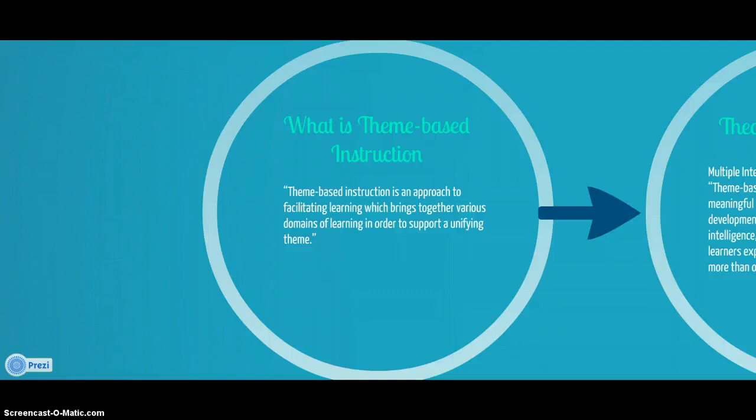So some other names for this that you'll probably hear in the future if you get into looking into this is Integrated Thematic Instruction, aka ITI, Integrated Theme-Based Instruction, Integrated or Interdisciplinary Curriculum, and Transdisciplinary or Holistic Learning. So all of those are theme-based instruction approaches.